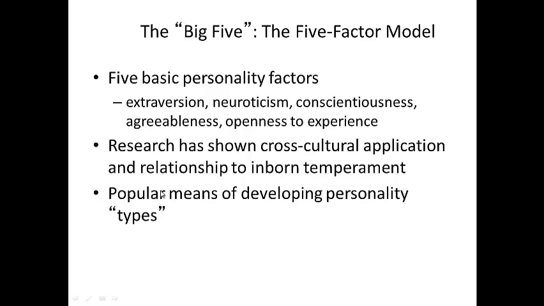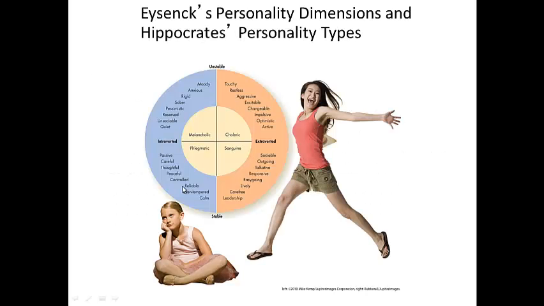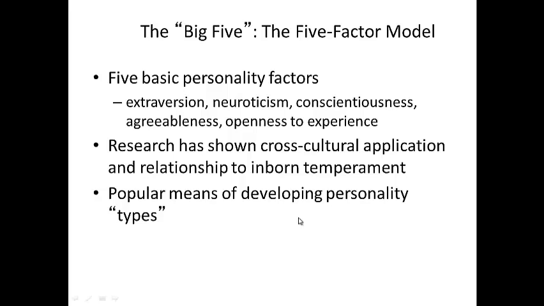Then there is the Big Five theory of personality, which is the idea that there are five basic personality factors that appear to be extremely important. And these factors are extroversion, neuroticism, conscientiousness, agreeableness, and openness to experience. So instead of having the two continua here between unstable and stable, introverted and extroverted, the Big Five model has five continua in terms of extroversion, neuroticism, conscientiousness, agreeableness, and openness to experience.